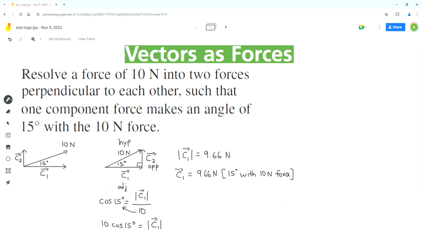Now we can find vector C2. We'll start by finding its magnitude, and for that we'll use the sine ratio. The formula for sine is opposite over hypotenuse. So the opposite side represents the magnitude of vector C2. Now we can cross multiply the 10. Now we can evaluate 10 times sine 15, which is equal to almost 2.6, and the unit is Newtons. So this is the magnitude of C2, and now we can write the vector C2.